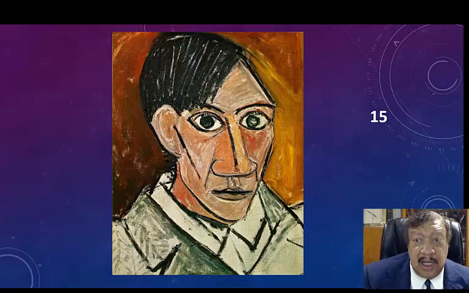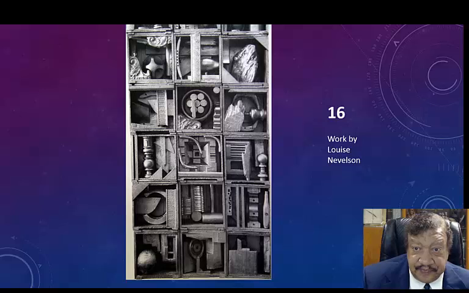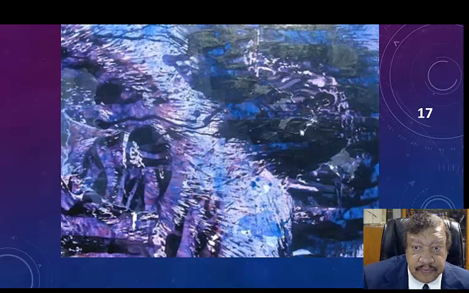This is a self-portrait of Pablo Picasso in the early 20s. This is one that might be one of two or a combination. Louise Nevelson, who used to hammer objects together to make a composition. How do you classify this? What is its classification?